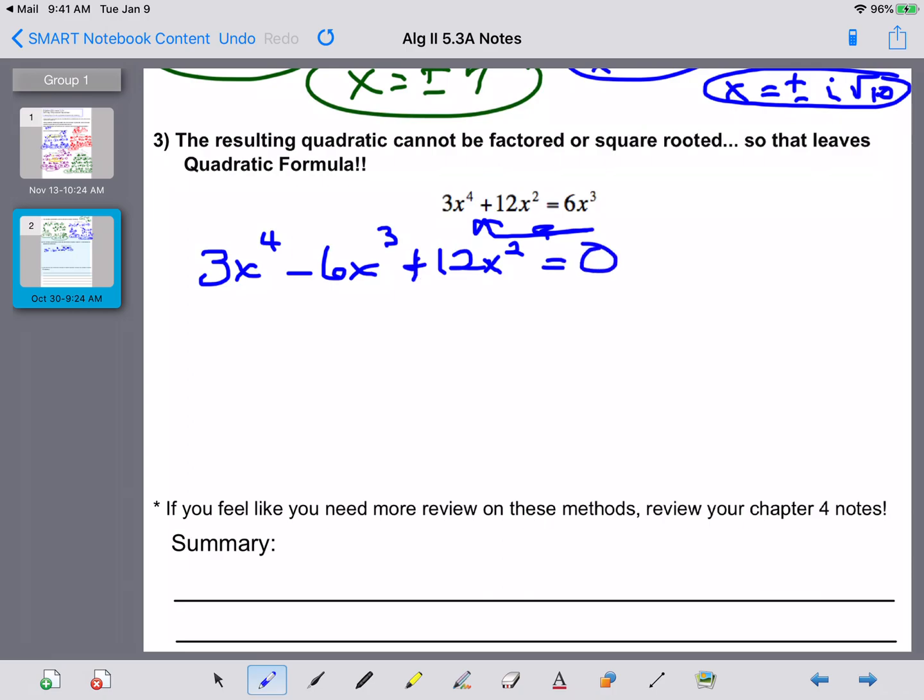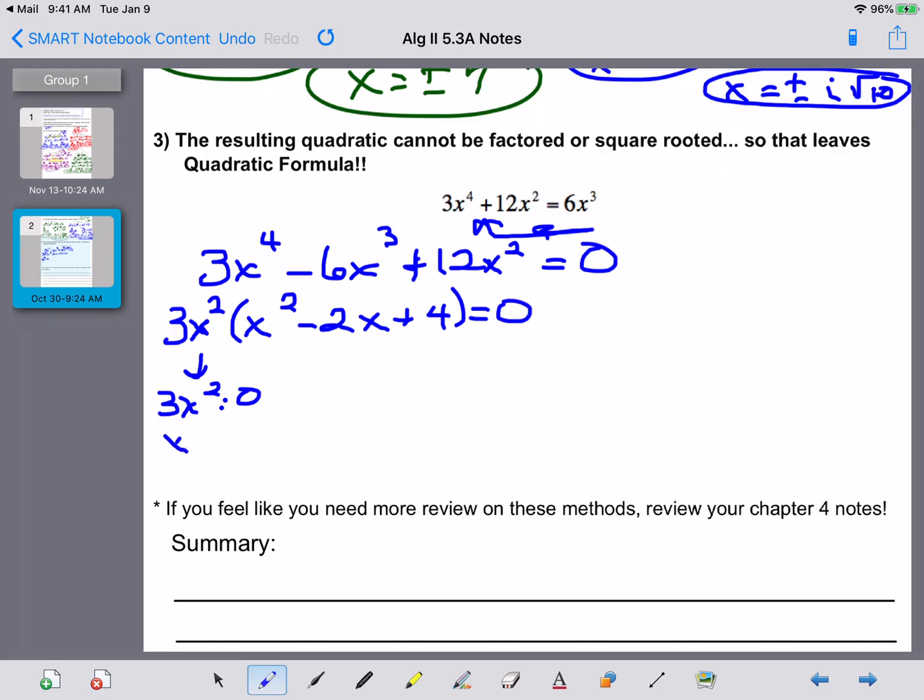Okay, taking out our GCF, we could factor out a 3x squared. That leaves me an x squared minus 2x plus 4. Now the first one here, we have 3x squared. We set that equal to 0. Divide out the 3, we have x squared equaling 0. And then square rooting, we've got x equals plus minus the square root of 0, which is just 0. But this x squared minus 2x plus 4 is not factorable. There's not two numbers that multiply to be 4 and add up to negative 2. So we are going to have to do the quadratic formula on this.